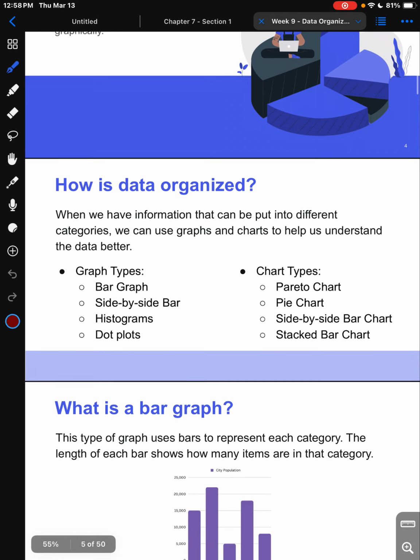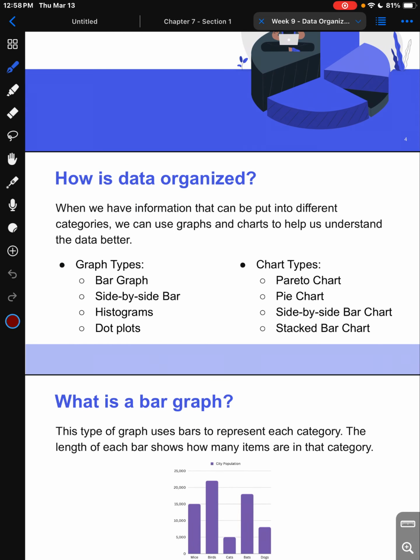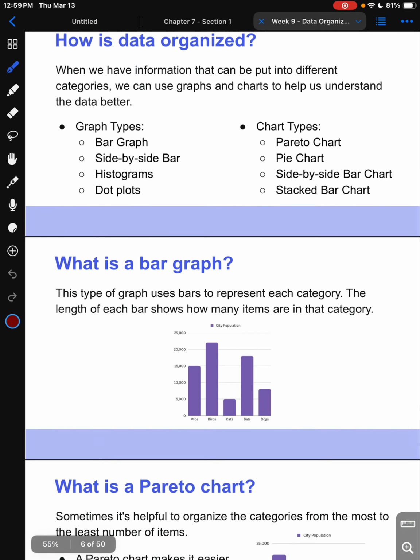So data is organized in a number of ways. You've probably seen a lot of these. There are different graphs, like bar graphs, side-by-side bar graphs, histograms, and dot plots. There are also types of charts like a Pareto chart, a pie chart, a side-by-side bar chart, and a stack bar chart. So the first one we're talking about is a bar graph.